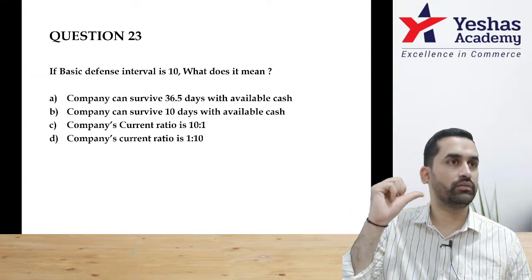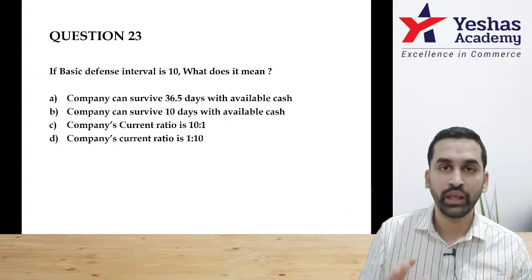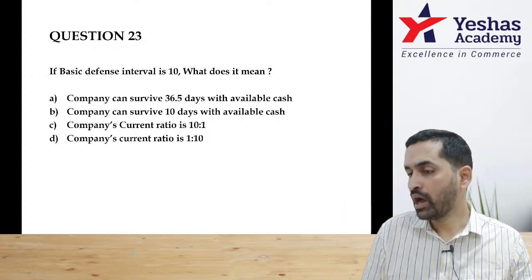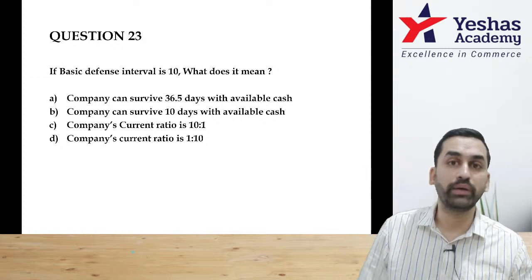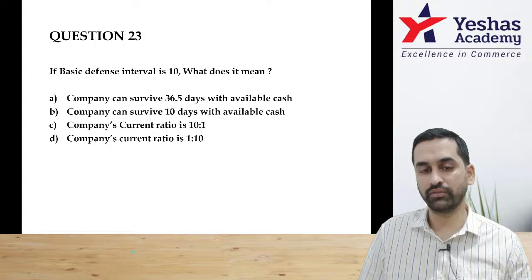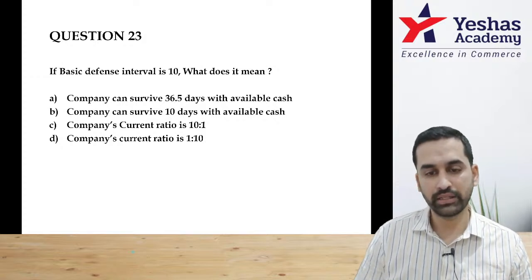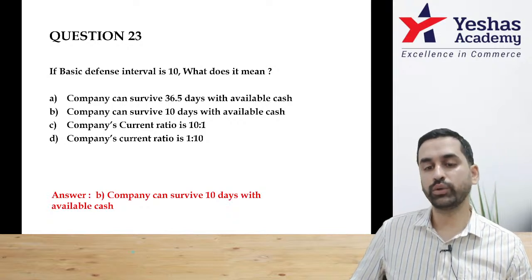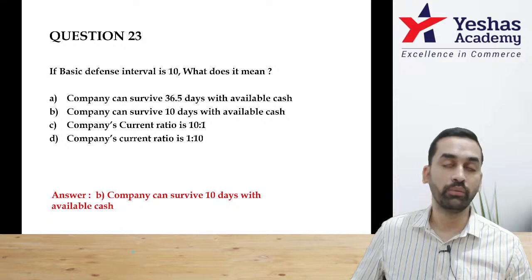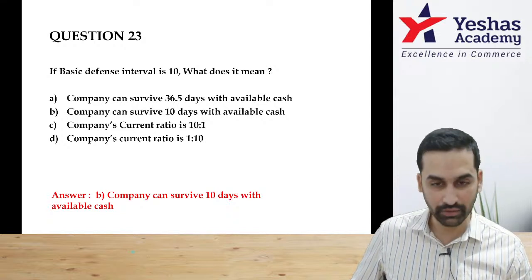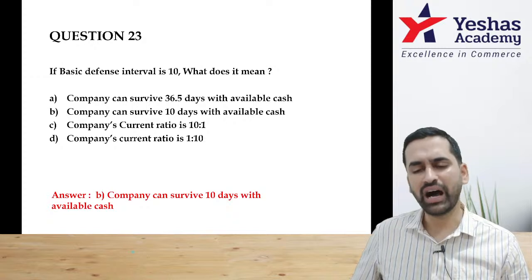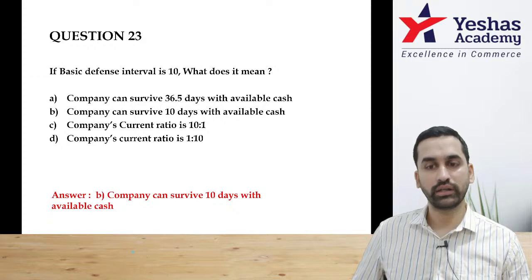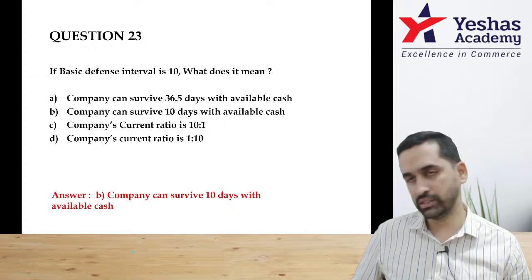Think of a situation like, say, lockdown. You won't collect money from anybody now, correct? How long can you survive using your own money? That is basic defense interval. And if that comes to 10, that means 10 days you can survive without collecting money from outsiders. That means company can survive, option B, 10 days with available cash. Whatever cash they have in their pocket, that is enough to manage 10 more days of business.